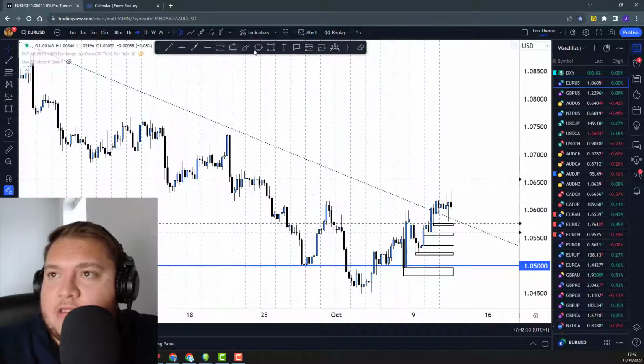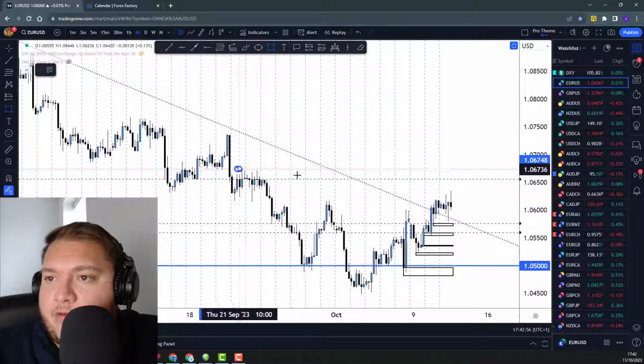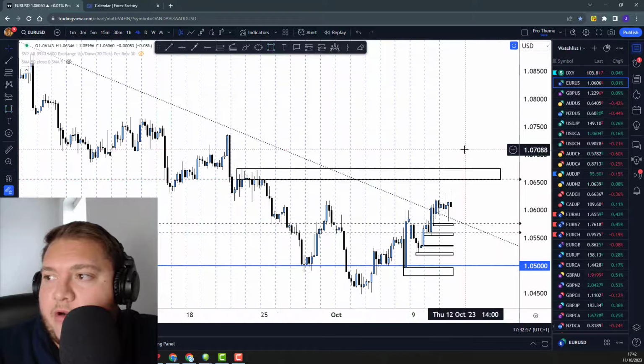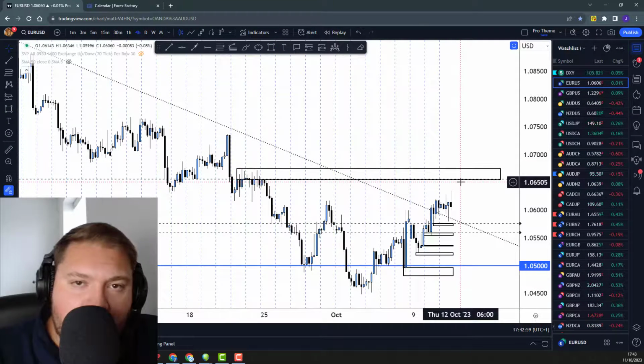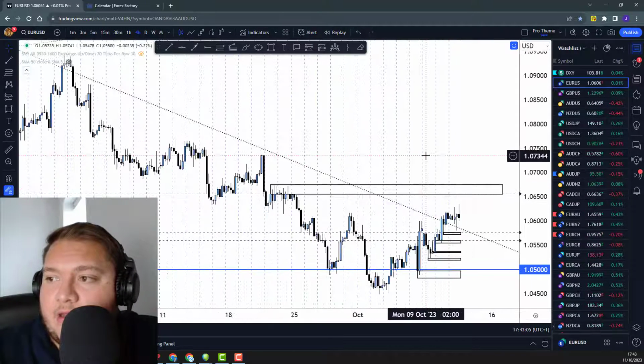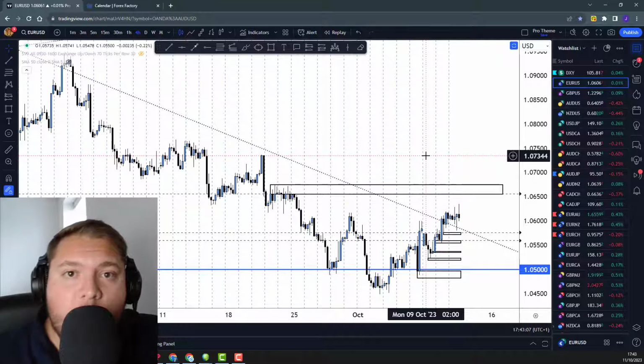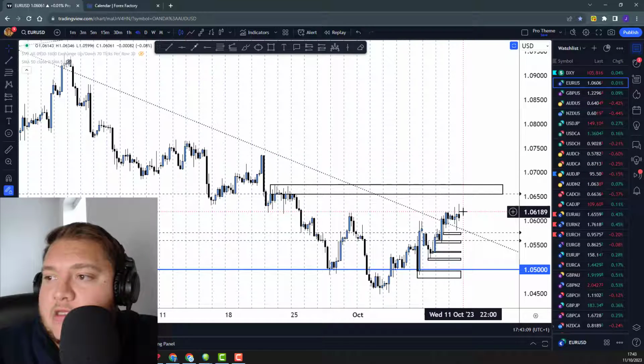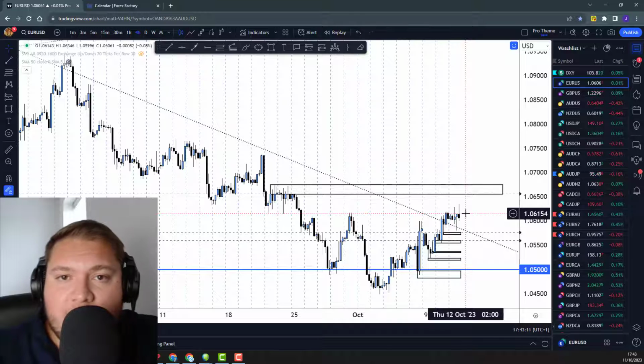When am I wrong? So this is the level that I'm talking about for euro dollar. I think if price trades above 1.0650, then I'm wrong about this potential move, and I'll have to flip my bias. You have to do that if you want to be in that sort of mindset of where your bias is going to be. So my bias at the moment is still that the dollar is strong.